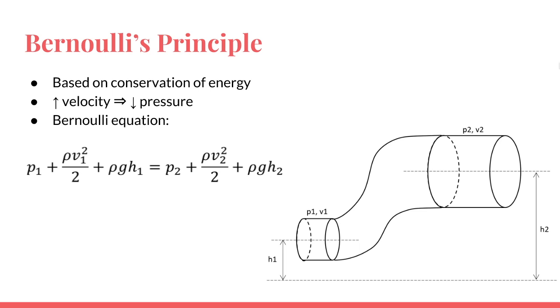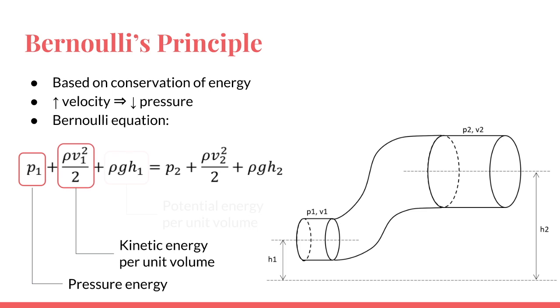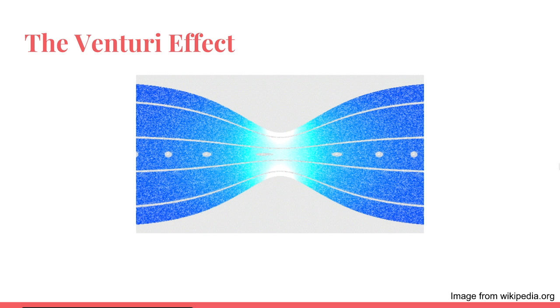According to Bernoulli's principle, as the speed of a moving fluid increases, the pressure of the fluid decreases. This is shown by the Bernoulli equation. This equation shows the pressure energy, kinetic energy per unit volume, and potential energy per unit volume. The Venturi effect is another important concept in fluid mechanics that is related to Bernoulli's principle.